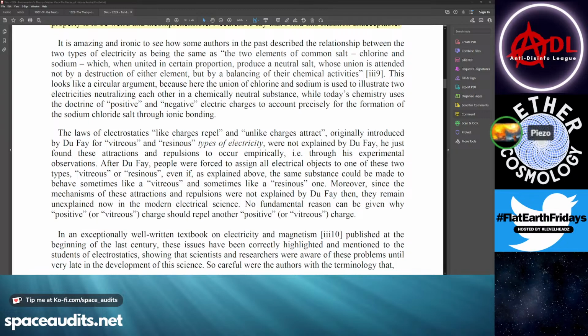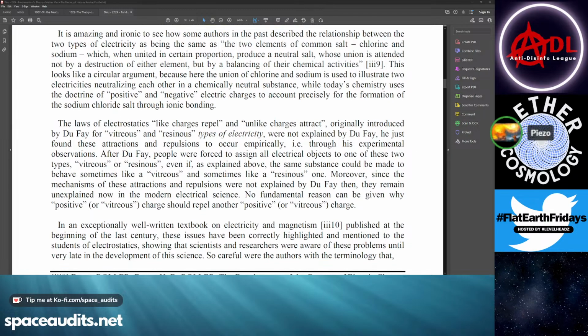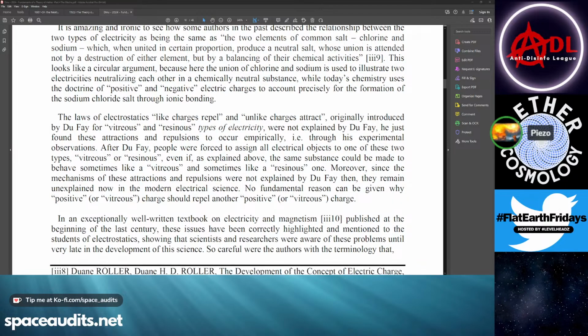The laws of electrostatics, like charges repel and unlike charges attract, originally introduced by Dufay for vitreous and resinous types of electricity, were not explained by Dufay. He just found these attractions and repulsions to occur empirically, i.e., through his experimental observations. After Dufay, people were forced to assign all electrical objects to one of these two types, vitreous or resinous, even if, as explained above, the same substance could be made to behave sometimes like a vitreous and sometimes like a resinous one. Moreover, since the mechanisms of these attractions and repulsions were not explained by Dufay then, they remain unexplained now in modern electrical science.